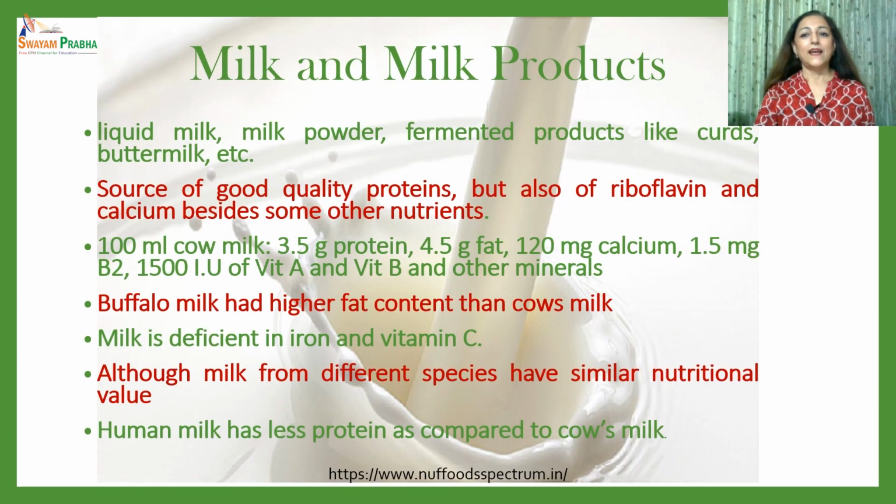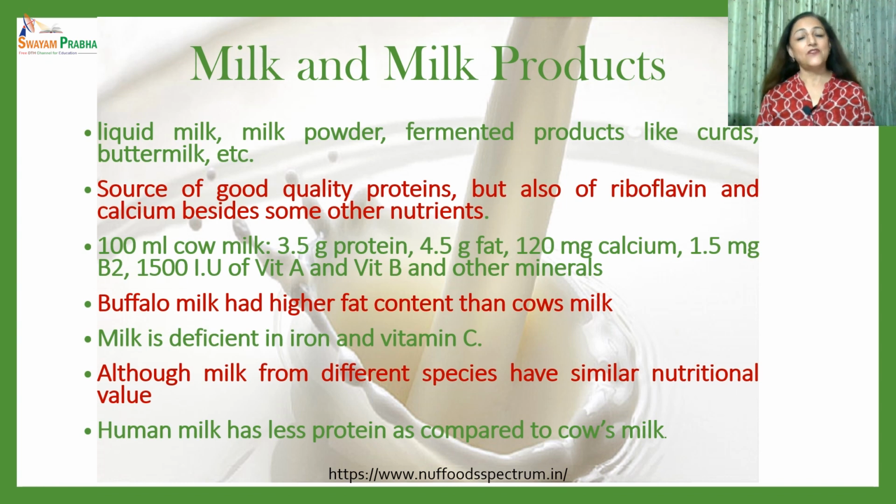And the next category is milk and milk products. This group covers liquid milk, milk powder, and fermented products like curd, buttermilk, chaach, lassi, etc. Milk is not only a source of good quality proteins, but it also contains riboflavin and calcium besides other nutrients.